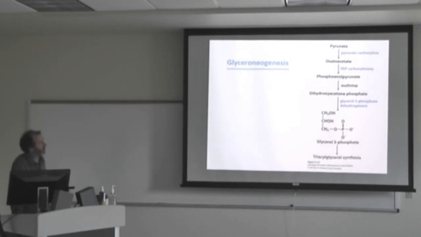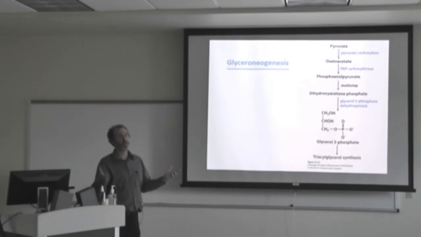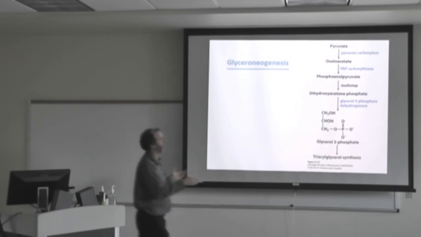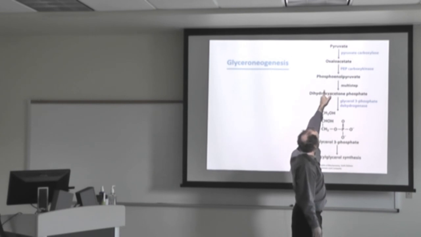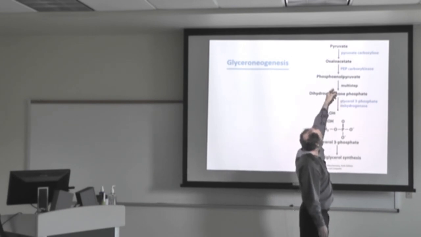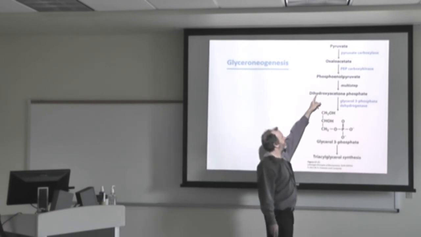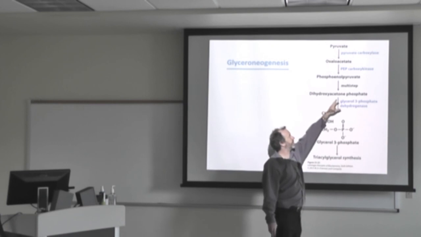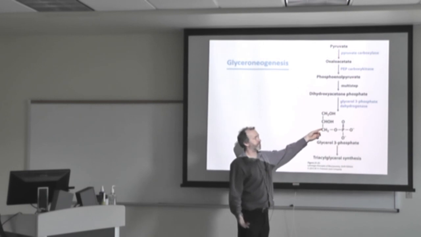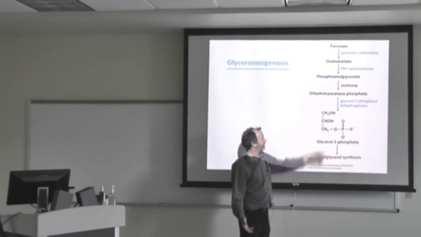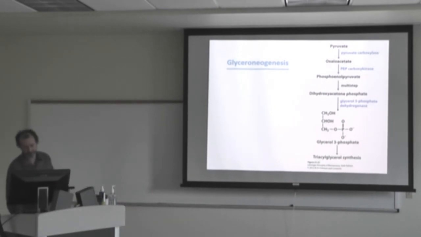So in glycerol neogenesis, pyruvate gets converted to oxaloacetate because we add that carboxylic acid, by pyruvate carboxylase. Phosphoenolpyruvate is then made from the oxaloacetate via PEP carboxykinase. And then that phosphoenolpyruvate ultimately will get converted to dihydroxyacetone phosphate. Glycerol 3-phosphate dehydrogenase will convert that to glycerol 3-phosphate, which can then be used for triacylglycerol synthesis.